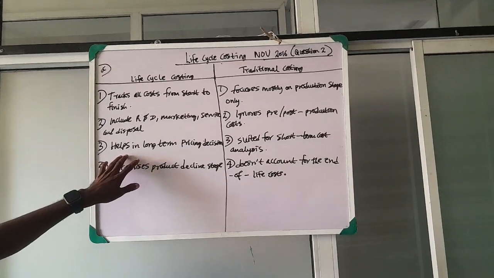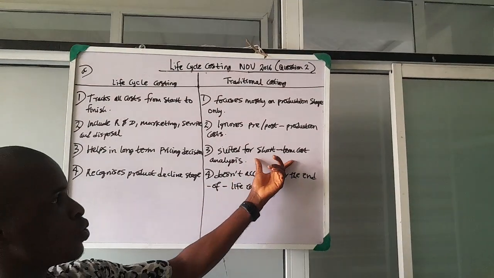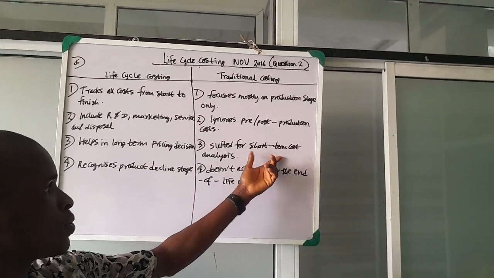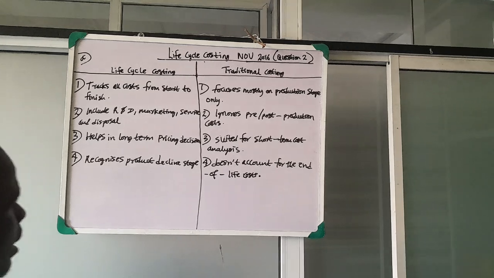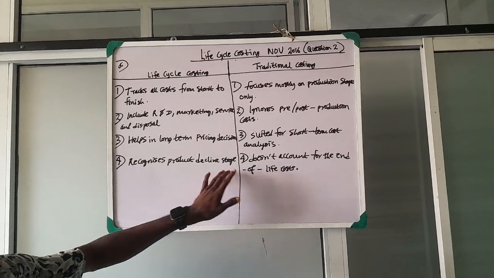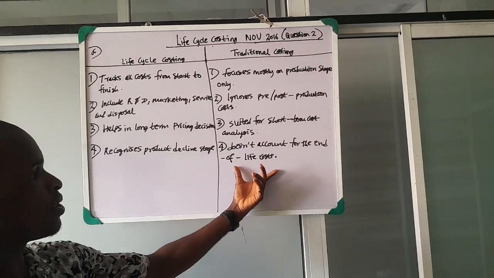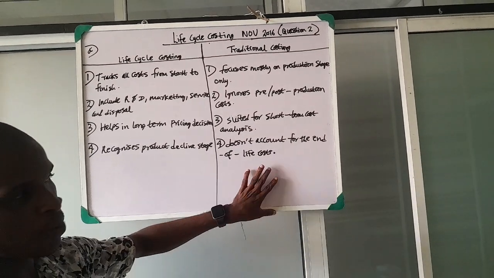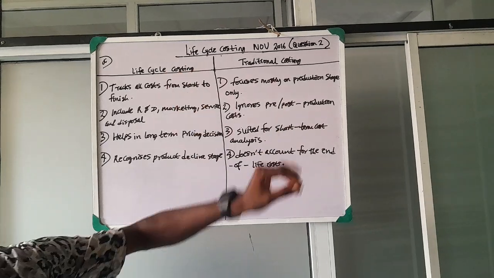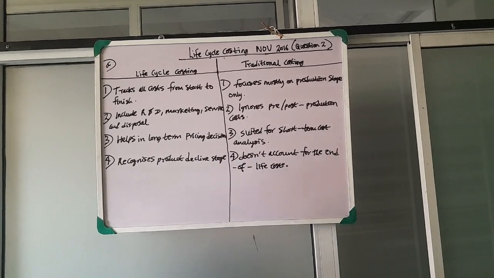Life cycle costing helps in long-term pricing decisions, but traditional costing is suited for short-term cost analysis. Life cycle costing recognizes the product decline stage, which is the last stage of the product life cycle, while traditional costing does not account for the end of the product life. It only focuses on the production aspect of a product or the cost that is related to production.